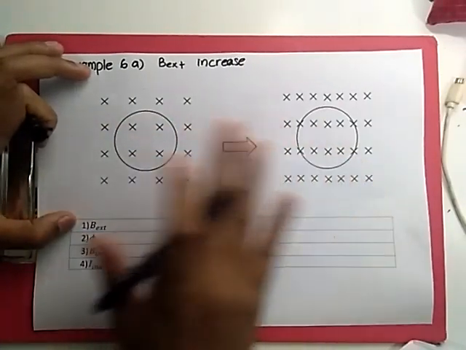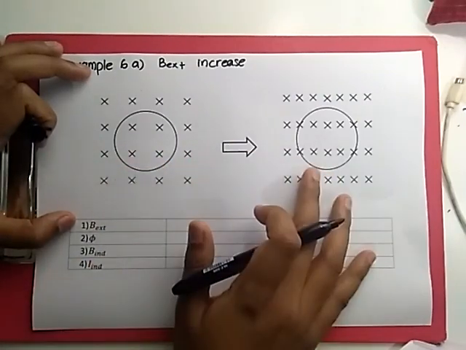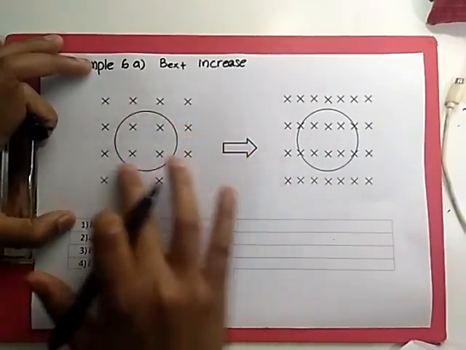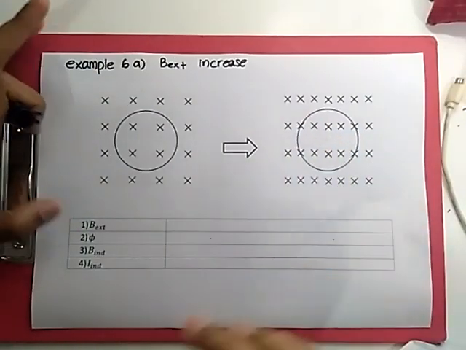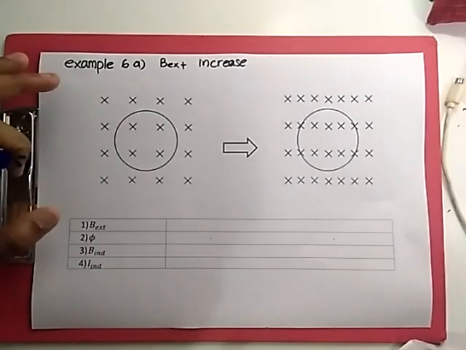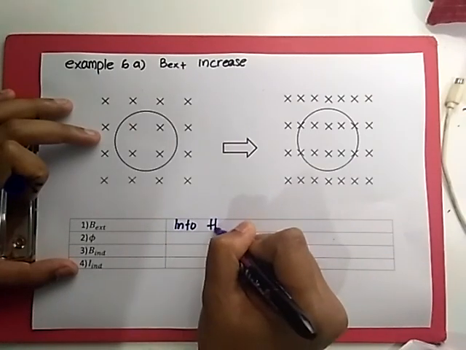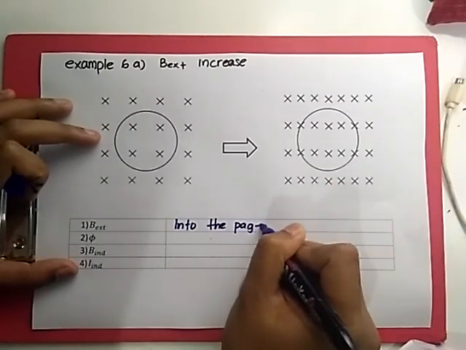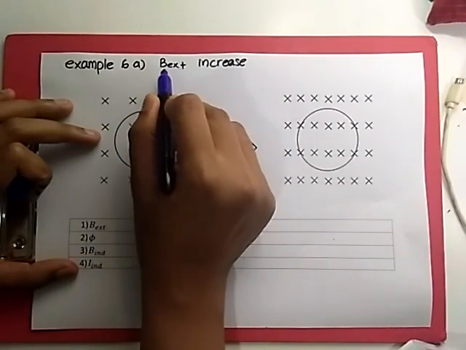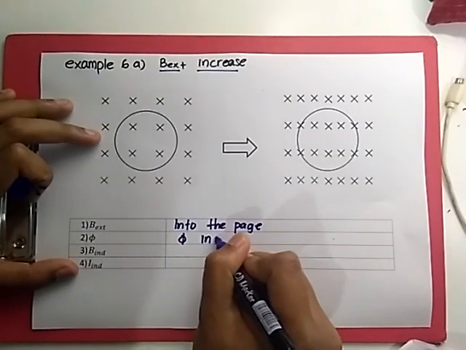So, kita boleh nampak dalam gambar yang saya berikan ini, the number of magnetic field lines into the page increase. So, ke manakah arah direction of current di dalam coil yang berada di dalam magnetic field ini? So, yang pertama sekali, soalan dah bagi, the external magnetic field points into the page. Since the external magnetic field increase, therefore magnetic flux also increase.